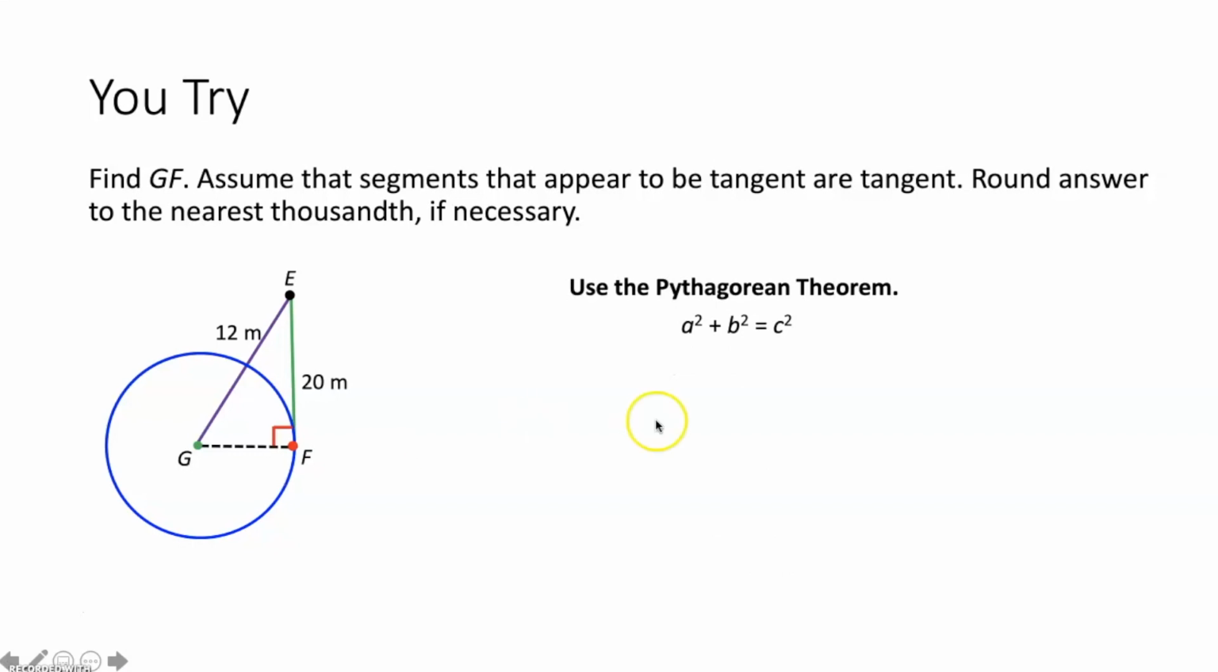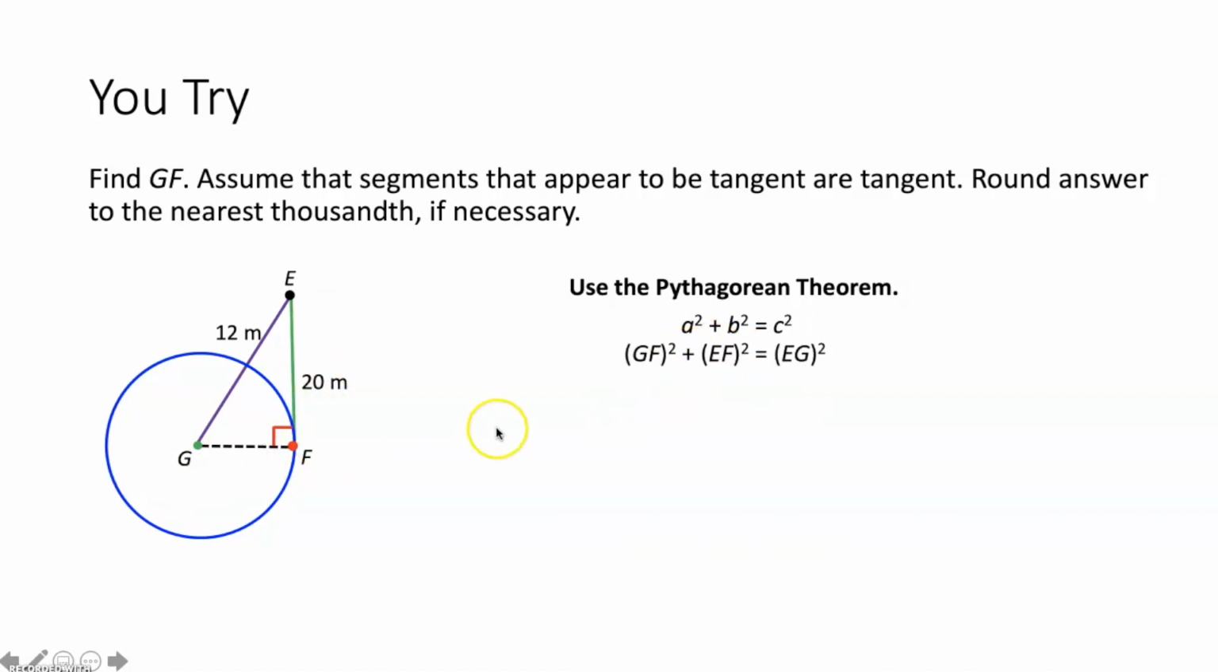A squared plus B squared is equal to C squared. Now remember, C is the only variable that it matters what you plug in for. It has to be the measure of the side opposite the 90-degree angle, which in this case would be the measure of segment GE. So that's going to go in for C. That means the measure of segment GF and the measure of segment EF, it doesn't matter which one you plug in for A or B.